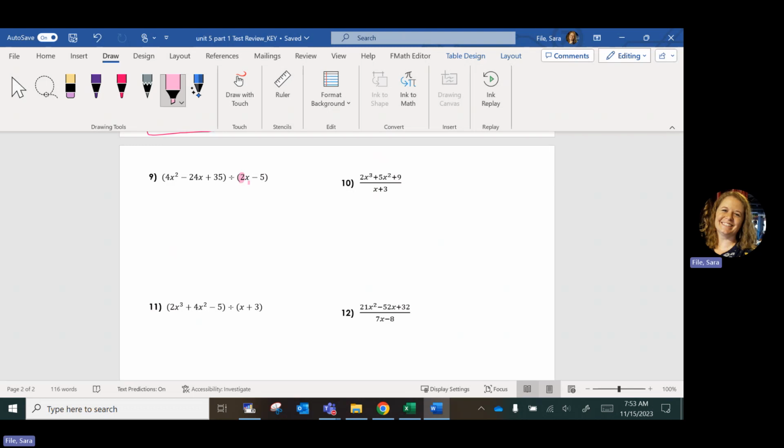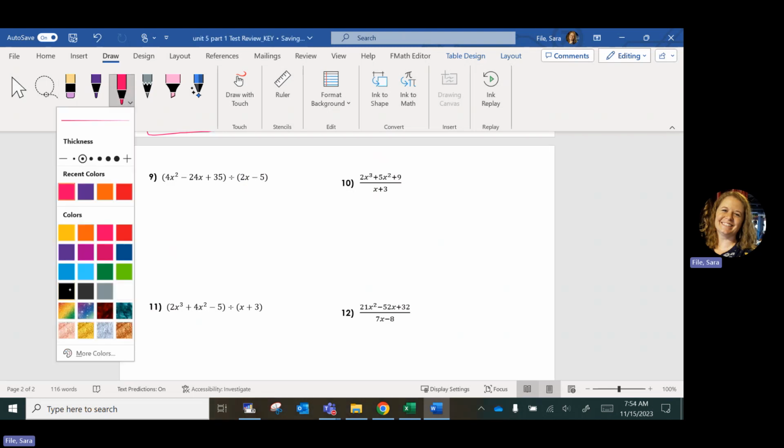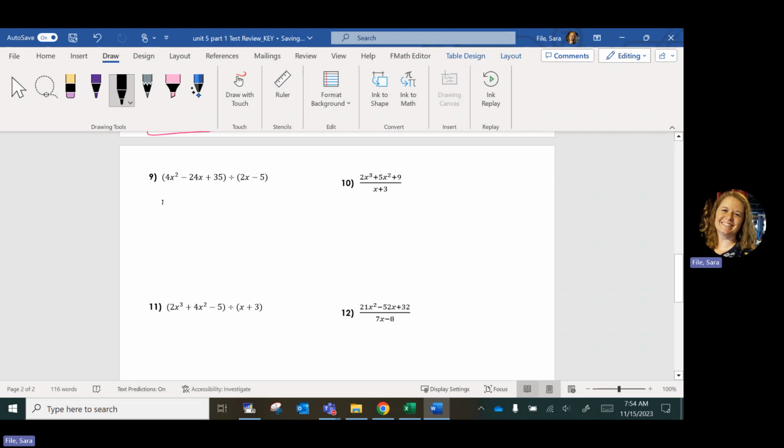Just to review the long division process. When we do long division, we set up our dividend goes inside. So that's the 4x squared minus 24x plus 35. And then my divisor goes outside, and I keep it in parentheses. And then remember, we are dividing one term at a time. So we're looking at the lead term of the dividend and the divisor.